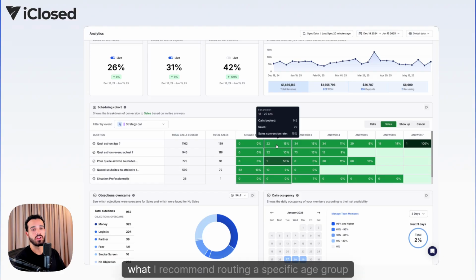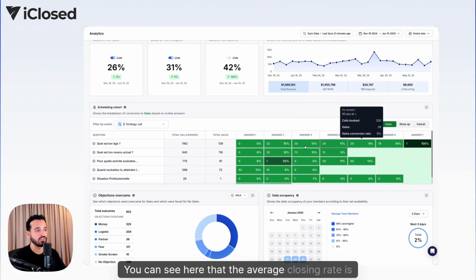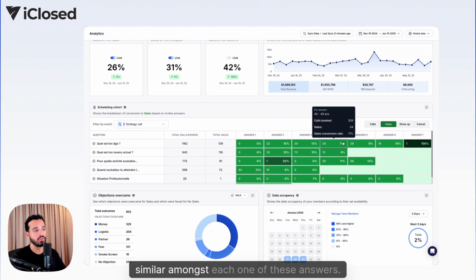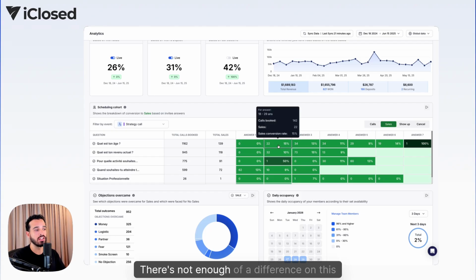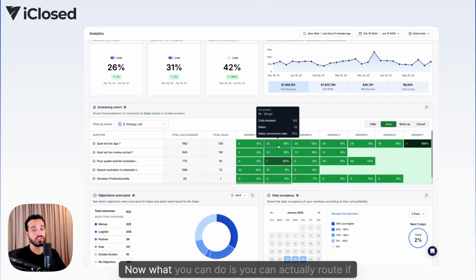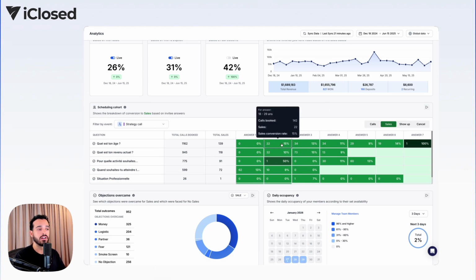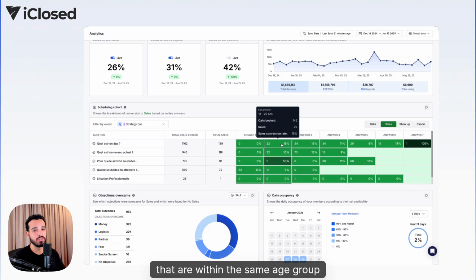Now, of course, would I recommend routing a specific age group to your best closer? Probably not necessarily. You can see here that the average closing rate is pretty similar amongst each one of these answers. There's not enough of a difference on this question alone, in my opinion, to route to a specific closer. What you can do, if you have a question like this asking their age, is route these to closers that are within the same age group, so that there are some similarities between the closer and the lead.